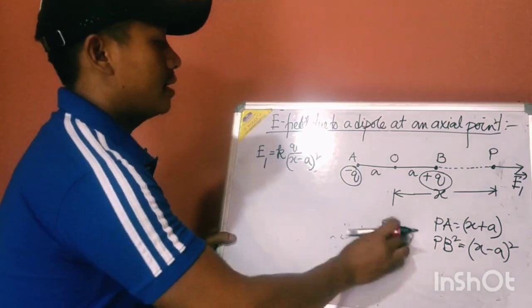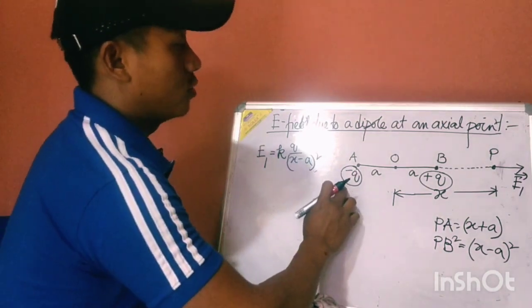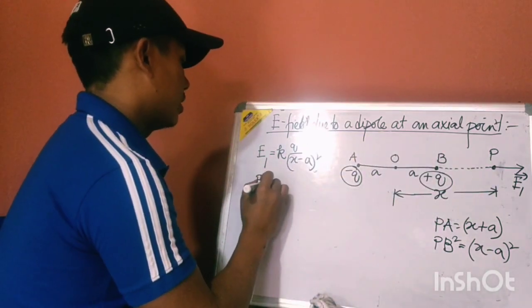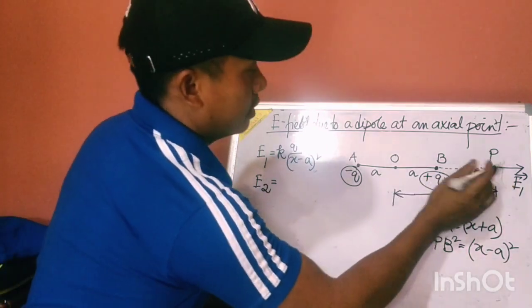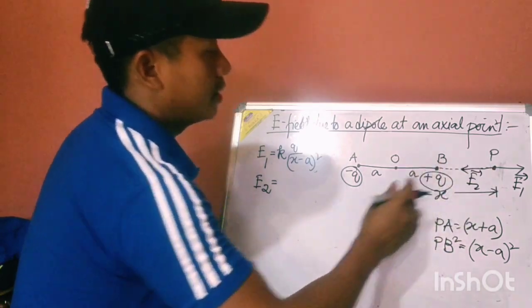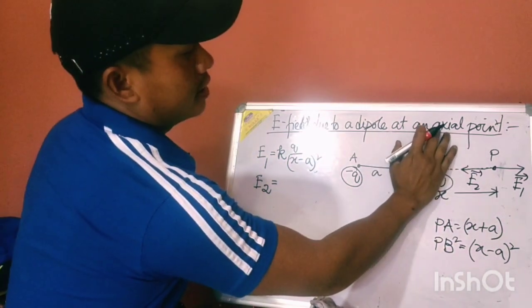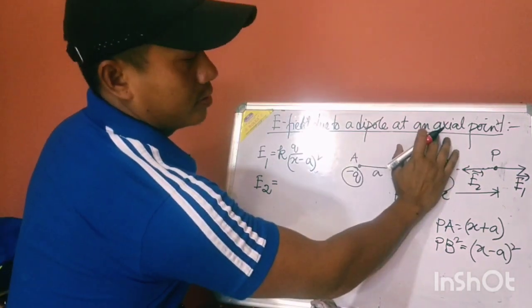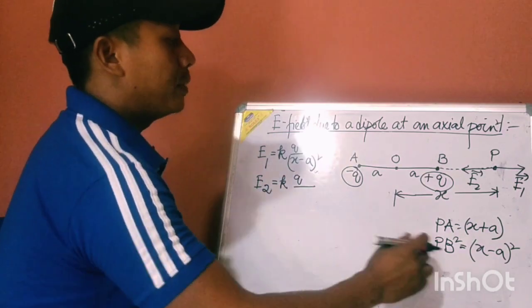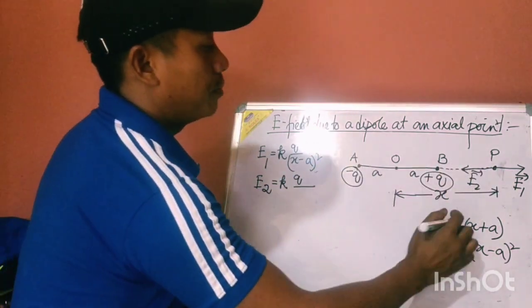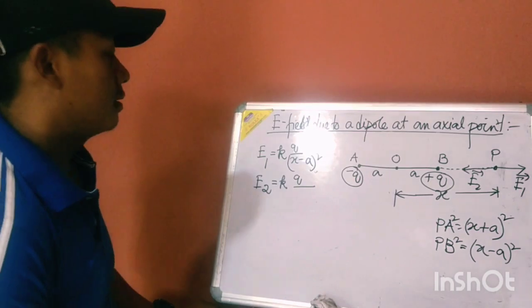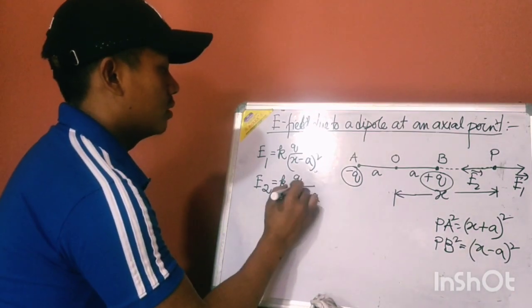Similarly, if you find electric field due to minus Q, the distance square will be PA square. So this one, E2, will be directed towards left side. Why? By definition of electric field line, it should be directed towards negative charge. Then the magnitude is K Q divided by PA square, that is x plus a whole square.